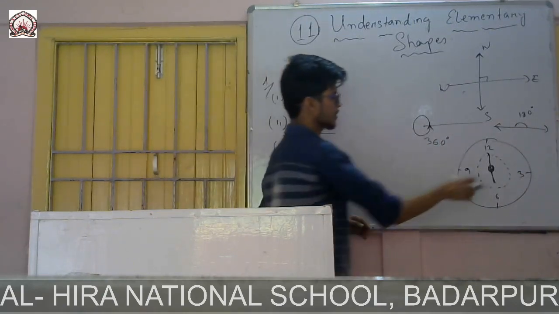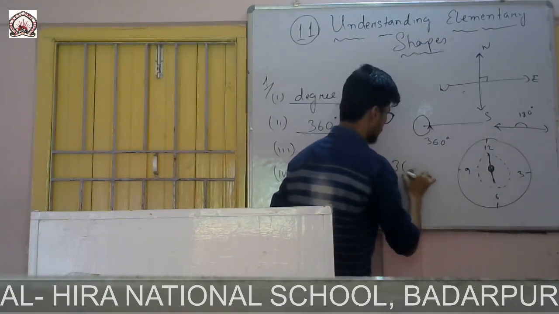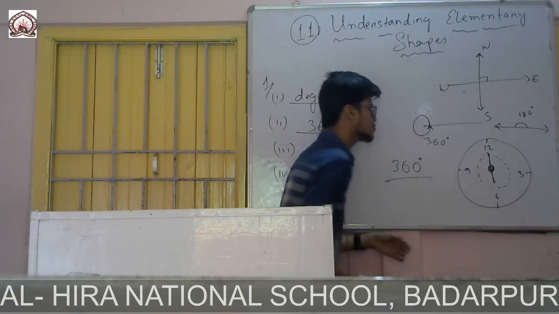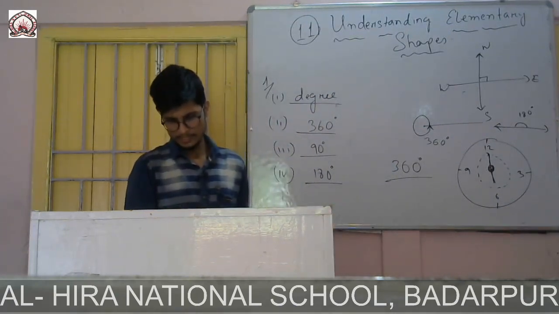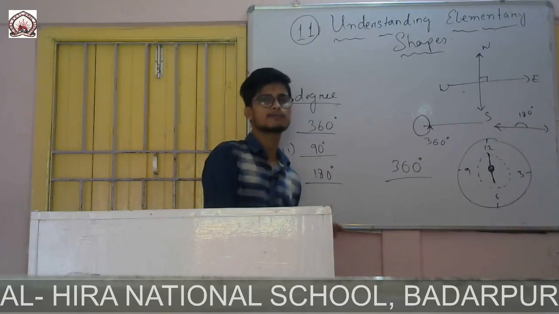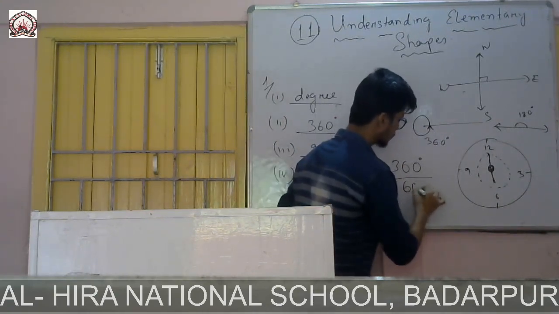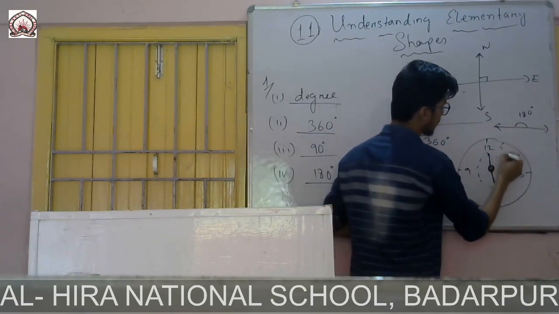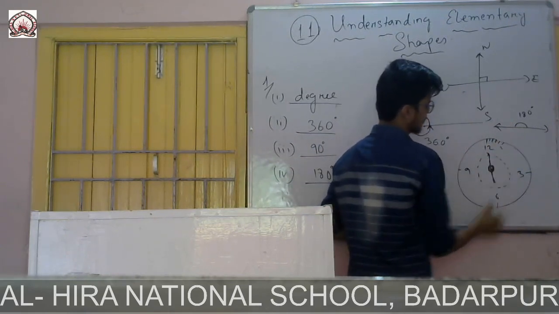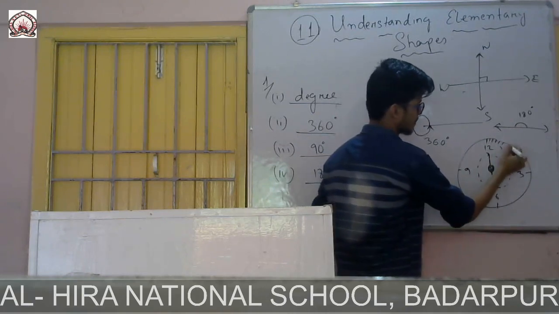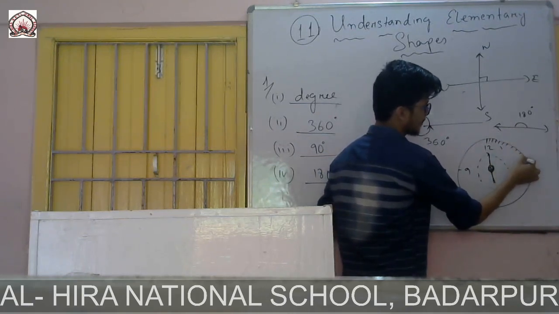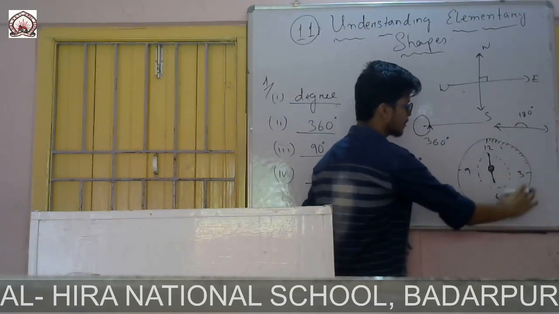One complete rotation will be equal to 360 degrees. The question is to find the measure of the angle when the minute hand moves 1 minute. So 1 minute is equal to 60 seconds. In between them, you will see small lines given like this. If we count all these, you will get 60.